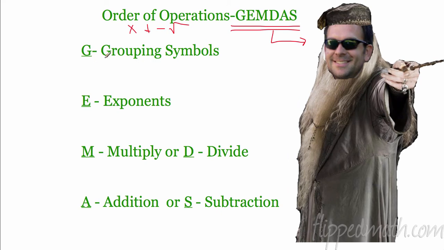So the first one is grouping symbols, all right? What are grouping symbols? Grouping symbols are anything that keeps stuff together. I have parentheses, and I could group a bunch of stuff in here with parentheses. But it's not the only one, and that's why I don't call it PEMDAS.